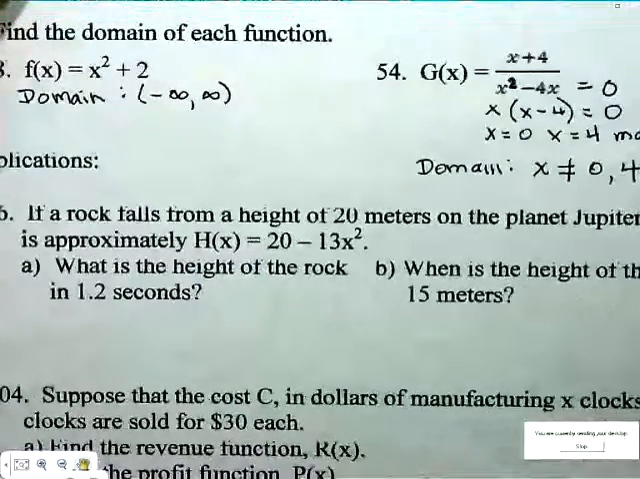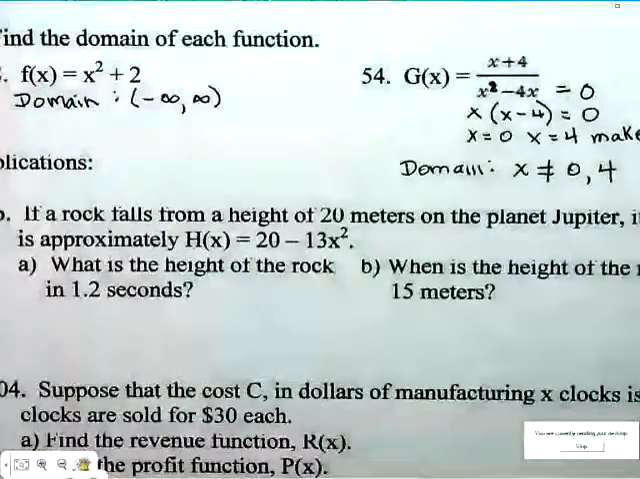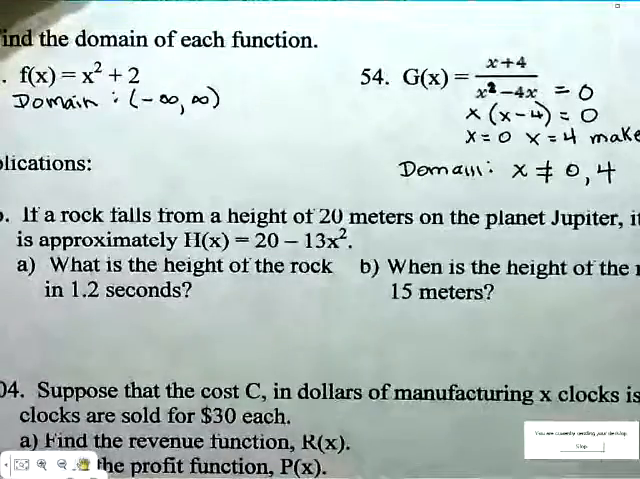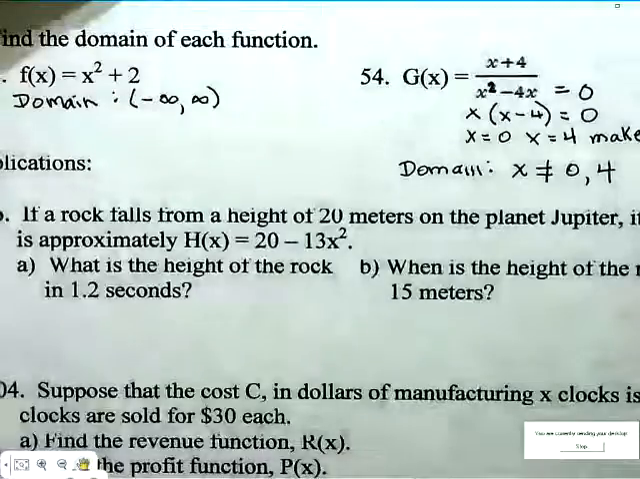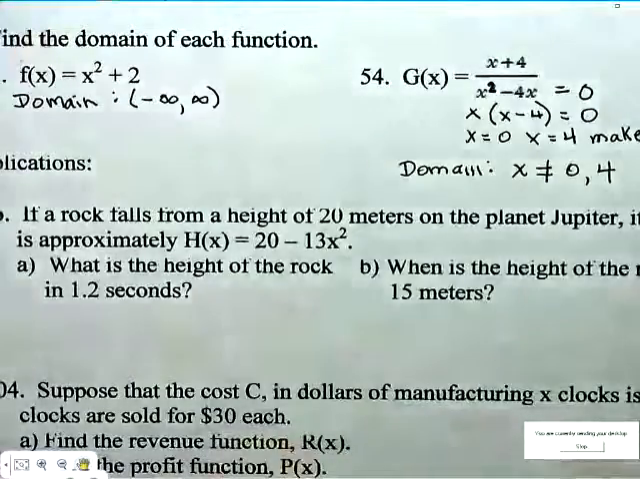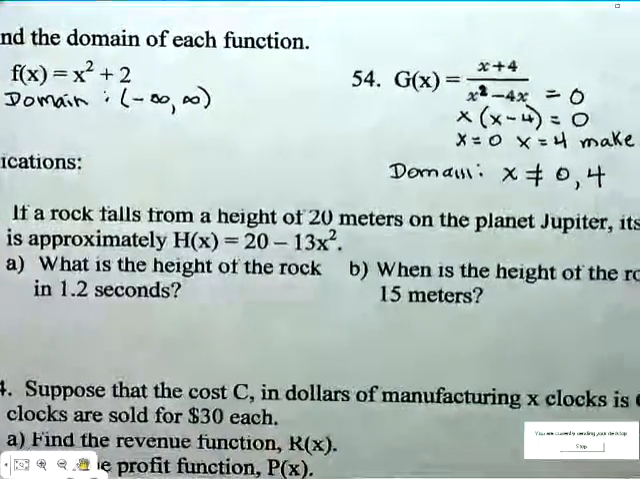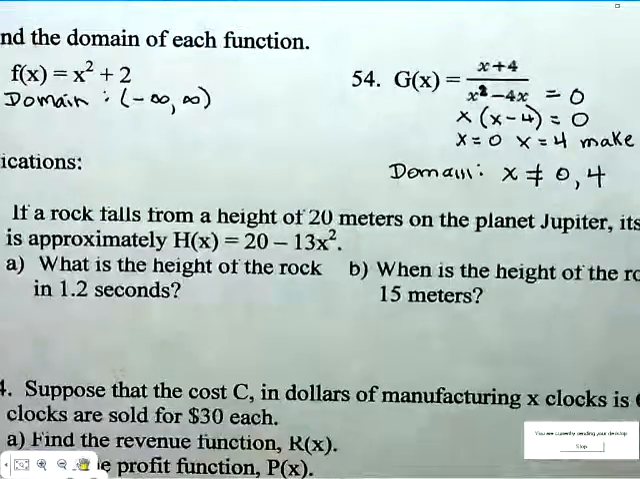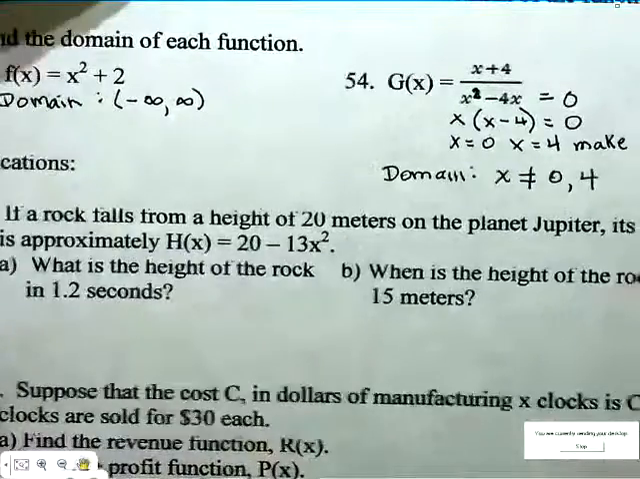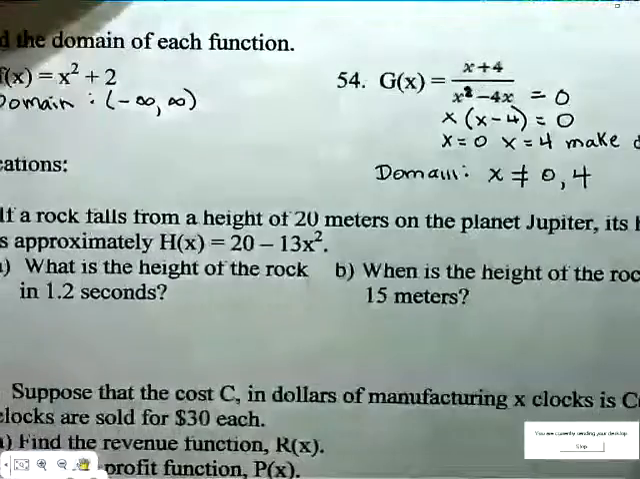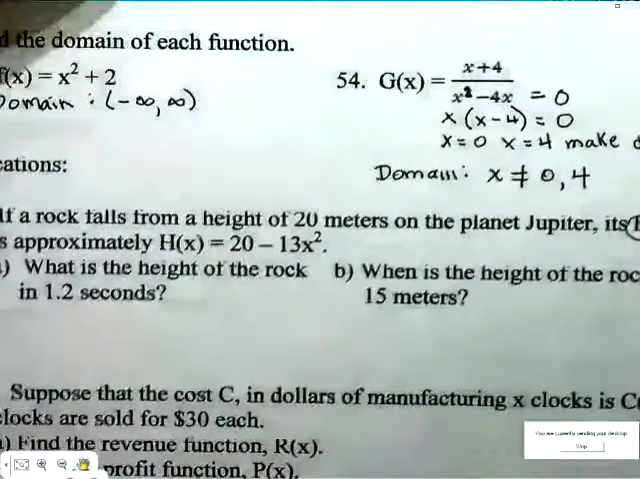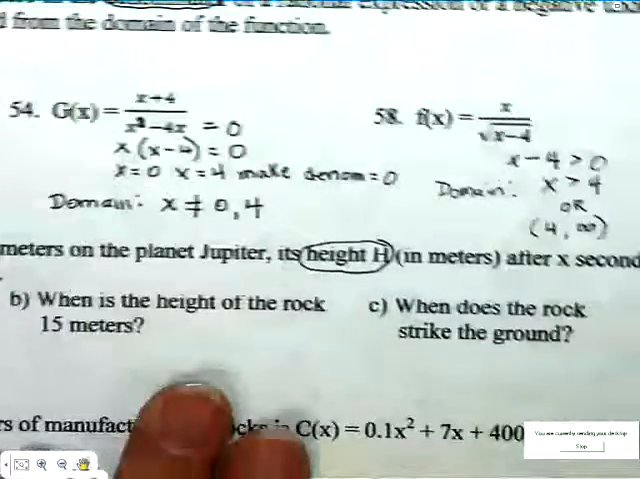If a rock falls from the height of 20 meters on the planet Jupiter, its height, h, after x seconds is approximated by this formula. First thing you better figure out is what the variables stand for. What is h? H is the height. And what is x? It's a number of seconds.